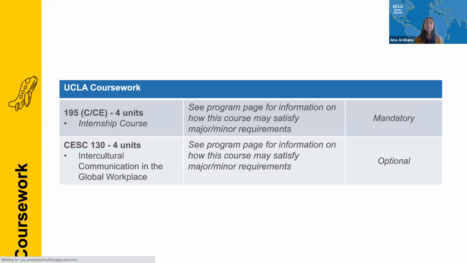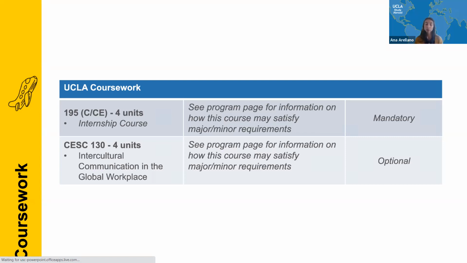The CSC 130 course is our optional course for an additional 4 units, and this is an intercultural communication in the global workplace course. This is really meant to complement your internship course. We will be working with different cultures, with different supervisors, with different colleagues. So you'll get tips on how to effectively communicate with your supervisor and your colleagues, how to make sure that your goals are aligned, and perfecting those communication skills in the global workplace.